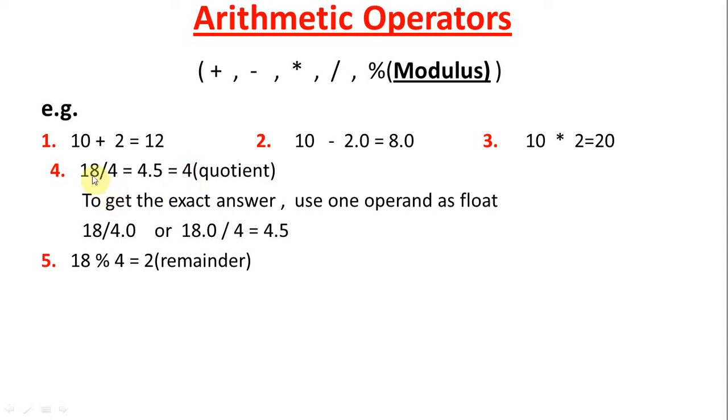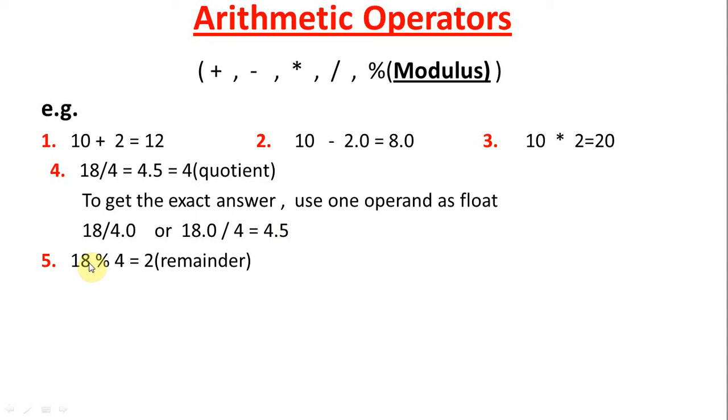Why? Because int and int operands always yield int results. So in order to have the exact result, we should make one of these operands a float, like 18 divided by 4.0. We have not tampered with the value of 4, we have just written it as 4.0, which is equivalent to 4 only. But we will get the right result, that is the exact result 4.5.